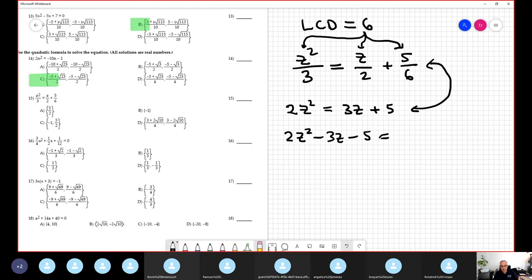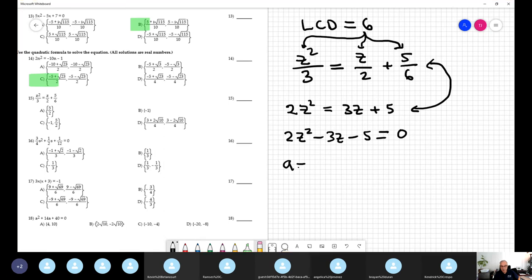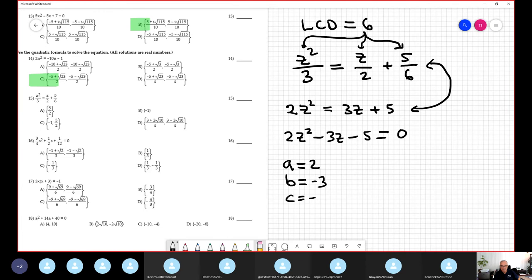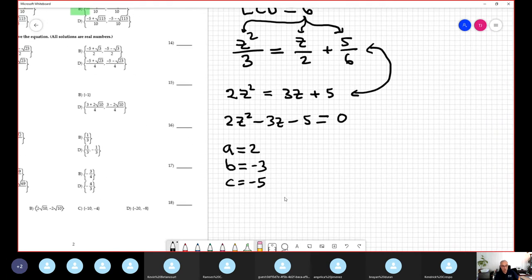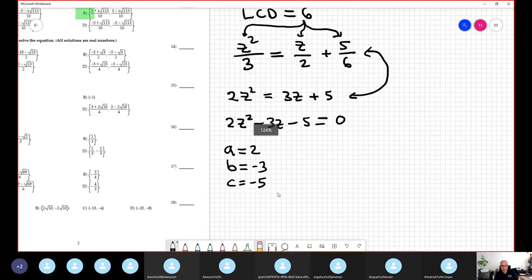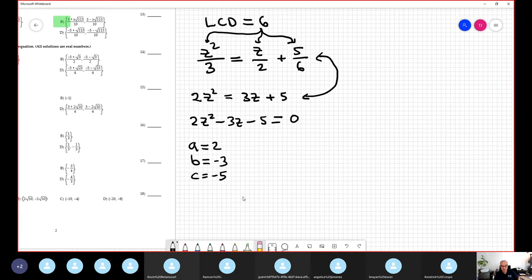Okay, and this is the moment in which you determine who is A, B, C. A is 2, B is negative 3, and C is negative 5. Be careful with the signs. Do you see the transformation, guys? Nobody uses the quadratic formula with fractions. You multiply the entire equation by the LCD and convert it to an equivalent problem using integer numbers, positive or negative, but no fractions, no decimals. Now it's ready to apply the quadratic formula.